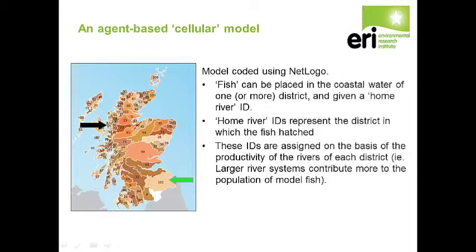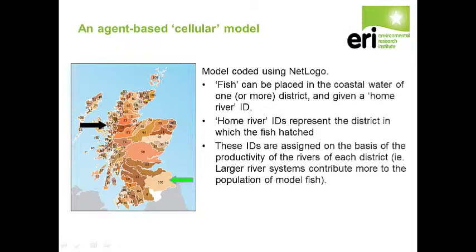So I coded this simple model using the NetLogo program. Virtual fish can be placed into the coastal waters of any fishery district in Scotland. When the fish are placed in the model, they're given a home river ID. This just represents the river from which they were spawned, and therefore the river that they're trying to return to in order to spawn themselves.